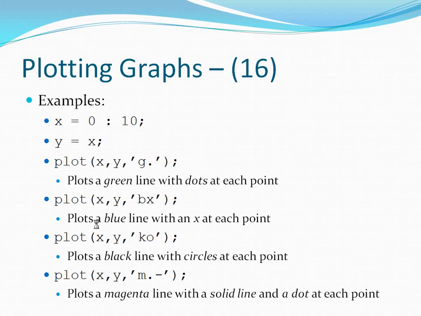So if you were to do plot and then x comma y comma and then in single quotes you have g dot, this means that you're going to plot a green line with dots at each point, but you're not actually going to connect all the dots. Each point will just be a single green dot. Okay? If I wanted to do plot x, y, and then bx, it's similar to what's above, but you're going to make the graph blue, and each point will be represented as an x with no line through each of the points. Same thing, you can do it with black, and then you have it with circles.